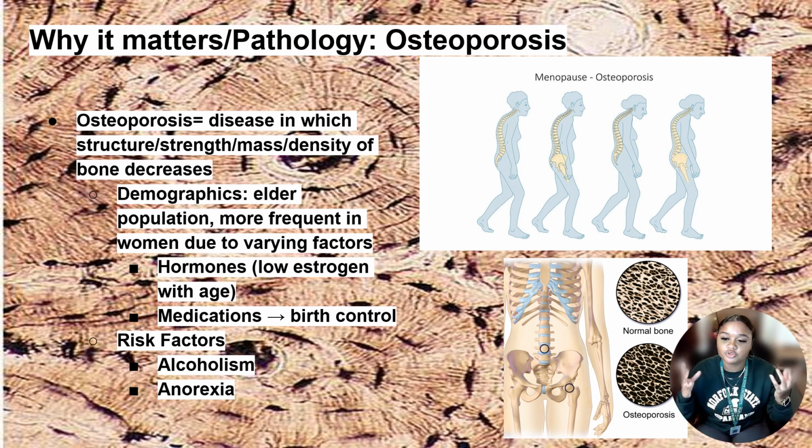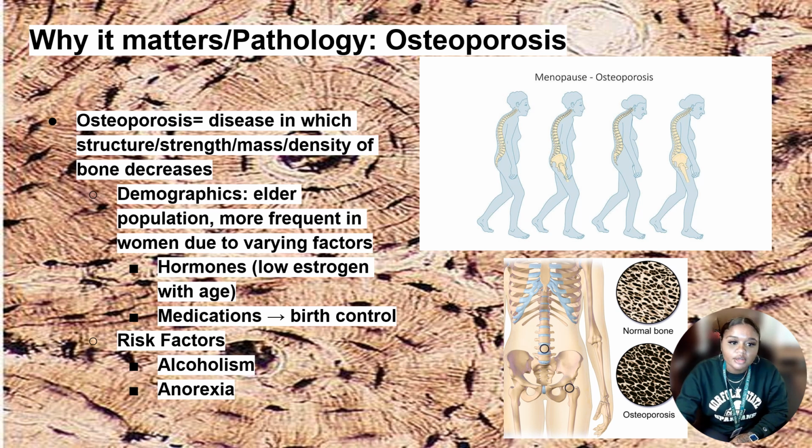And that has to do with a number of varying factors. One of them is their hormones. So when we go through menopause as women, our estrogen levels decrease with age, and therefore that affects our calcium levels and can increase the risk of osteoporosis. Here's an image of that right here. Menopause and osteoporosis: you see the woman as she's aging, that hunch is the osteoporotic bone tissue in her vertebral column.